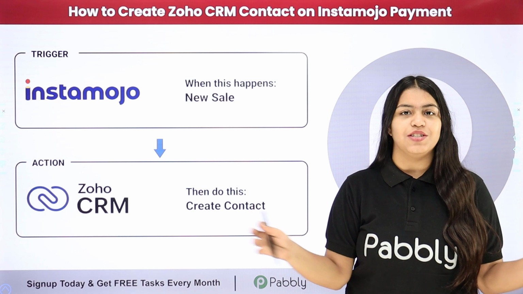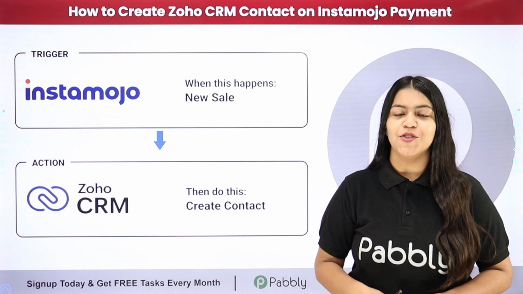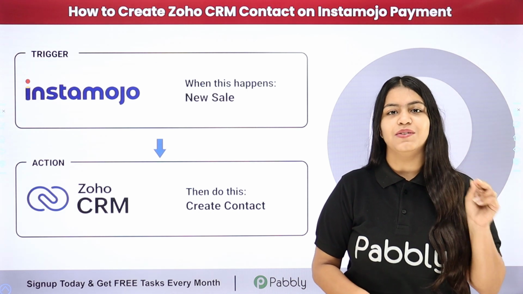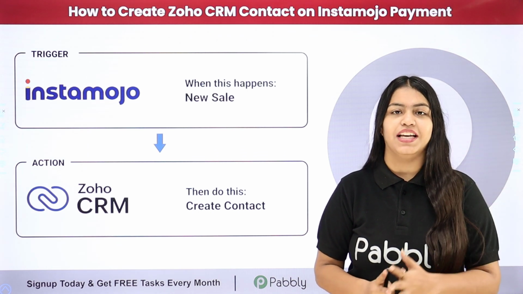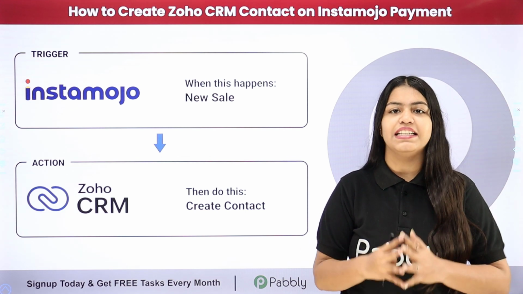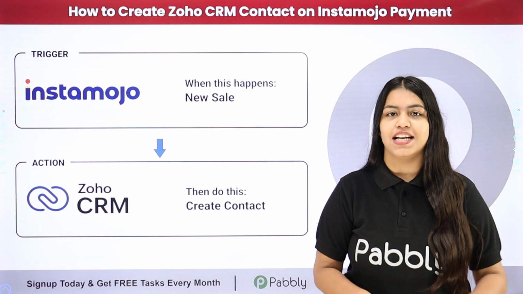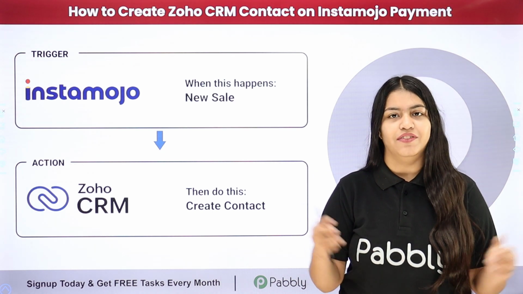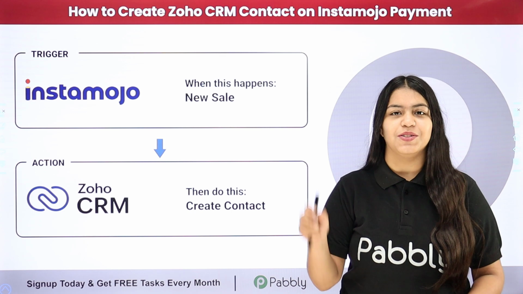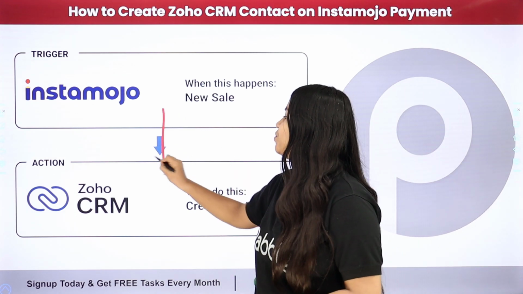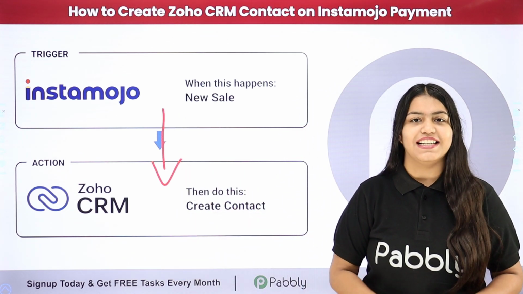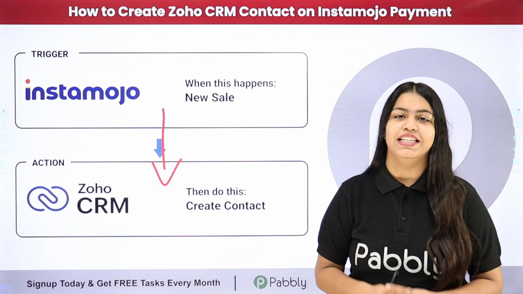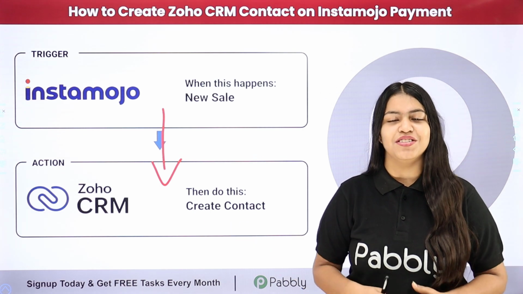So over here I'm running an Edutech company and we use Instamojo to sell our courses online. So now what I want is that as soon as someone purchases my course with the help of Instamojo, automatically that customer details should be created as a new contact in my Zoho CRM account. That too without any manual efforts. So to do this, we are going to create a connection between Instamojo and Zoho CRM. To create this connection without knowing any programming or coding language, we are going to use Pabbly Connect. It is an amazing automation software.